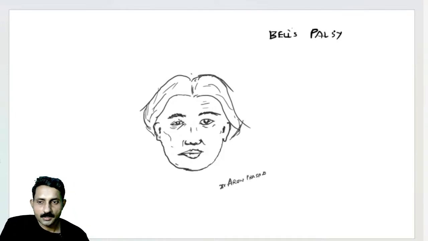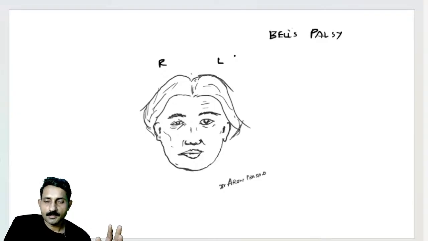It's called Bell's palsy. Now, you see in this face, there is a right half of the face and there is a left half of the face. Just see on the left half, everything looks symmetrical. The right half will look like old age. The same person has normal left side facial features, and the right side facial features are affected.